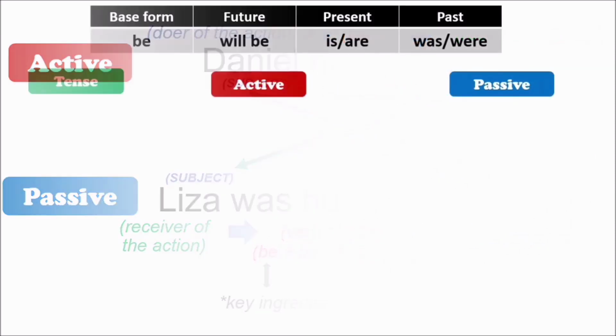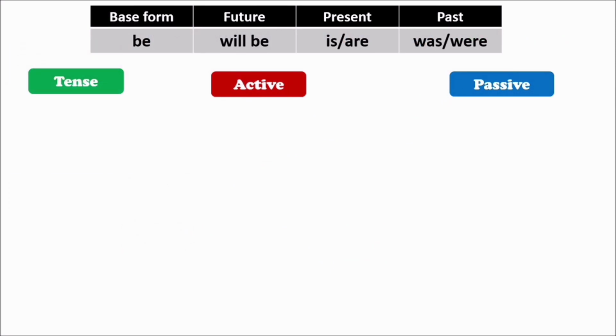Now, let's dig deeper. Let me review you first about the conjugation of the verb be. The future tense of this verb is actually will be. For the present tense, we have is for the singular subjects and are for the plural. And for the past tense, we have was for the singular and were for the plural. Remember this because this is the key ingredient for your passive voice.